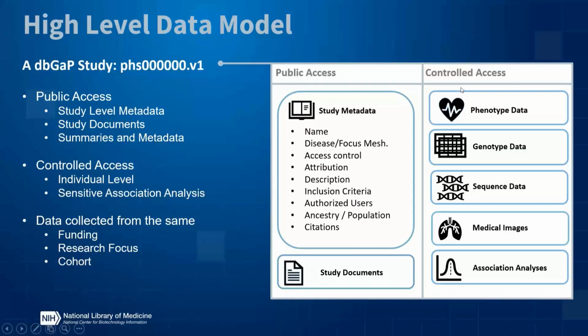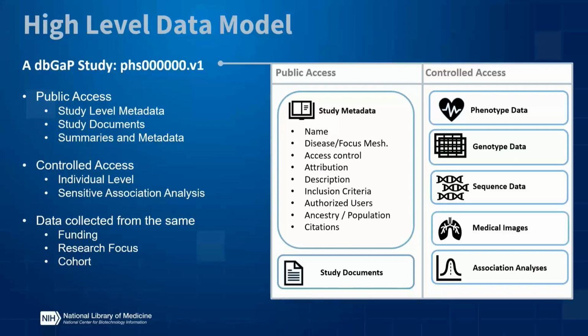And then we have a controlled access mode for the data that involves phenotypic data, genotype data called genotypes, sequence data, medical images, and association analysis. And all of these controlled access items also have metadata information that can be public as well. A research study is data collected from the same funding or research focus or cohort.